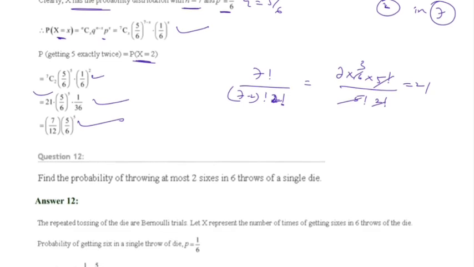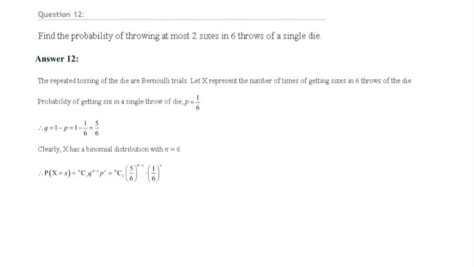So next, moving to question number 12. Find the probability of throwing at most 2 sixes in 6 throws of a single die. At most 2 sixes in 6 throws of a single die. So let's see the solution here. Very easy question. The repeated tossing of a die is Bernoulli trials. X represents the number of times of getting a 6 in 6 throws of a die. Probability of getting a 6 in a single throw is 1 by 6, and 1 minus p is nothing but 5 by 6. So clearly X has a binomial distribution where n equals 6, p equals 1 by 6, q equals 5 by 6.